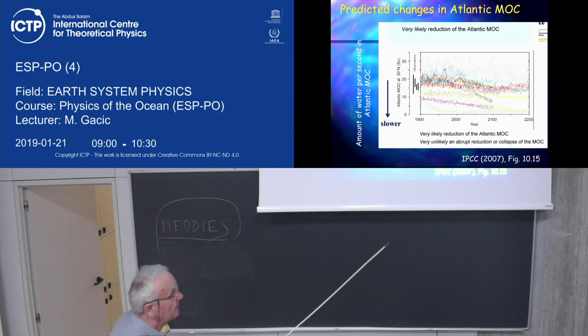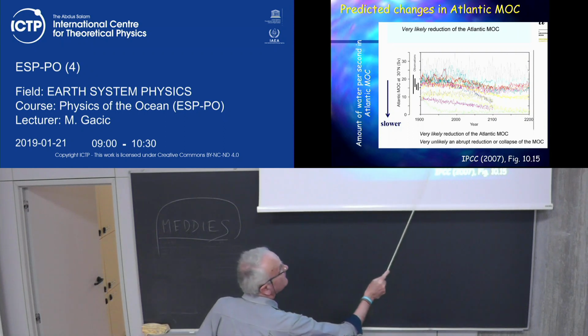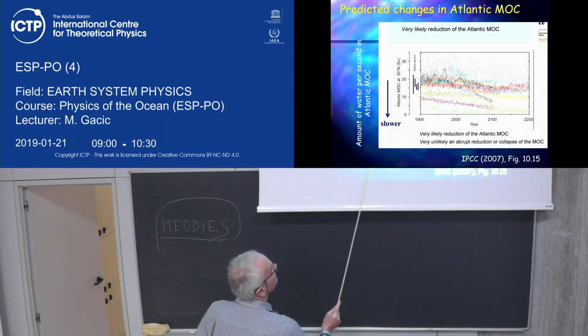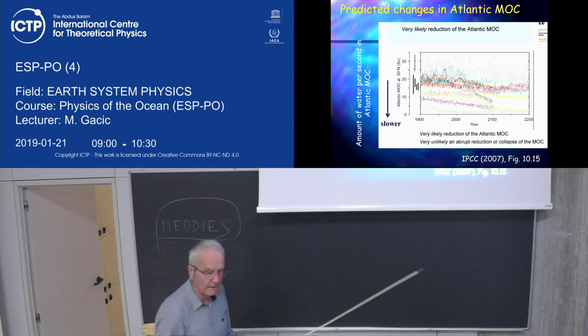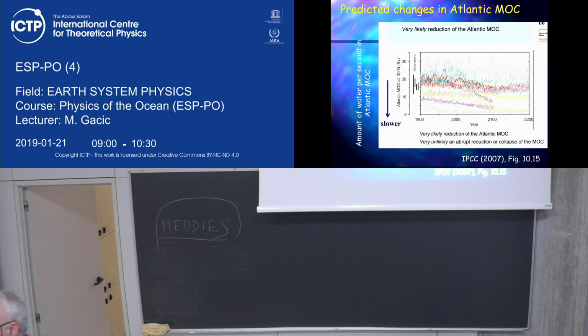What can be generally seen is the decrease of the Atlantic MOC. You can see how all the models agree that there will be a decrease of the intensity of the Atlantic circulation.